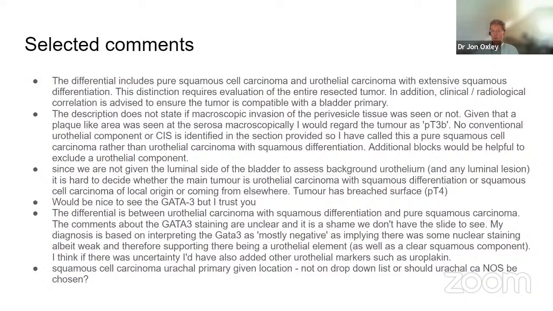Since we're not given the luminal side of the bladder to assess urothelium, it's hard to decide whether the main tumor is urothelial carcinoma with squamous differentiation, or squamous cell carcinoma of local origin or coming from elsewhere. Tumor has breached the surface, PT4. Would be nice to see a GATA3, but I trust you. The comments about GATA3 staining are unclear. It's a shame we don't have the slide to see. My diagnosis is based on interpreting GATA3 as mostly negative, implying that it is a squamous cell carcinoma, urachal primary given location, not on the drop-down list. Or should urachal carcinoma NOS be chosen?